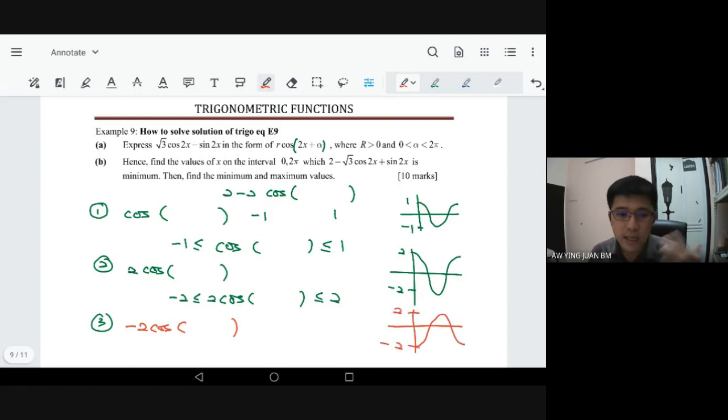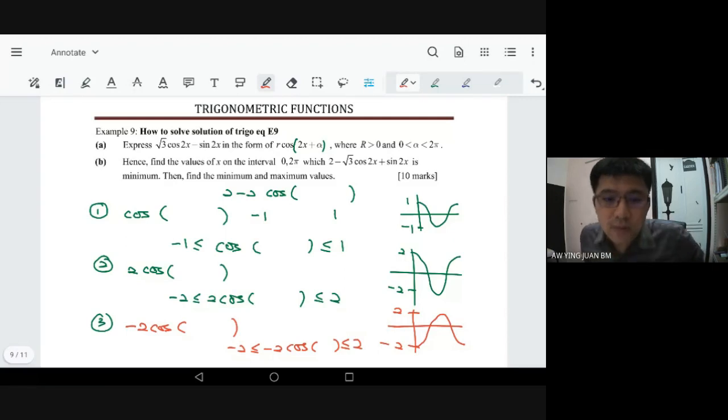So again, repeat the situation. It is still the same. Negative 2. Understand or not? Your maximum value is still the same, which is 2. The minimum value is still the same, which is negative 2. Hopefully you can see the flow.